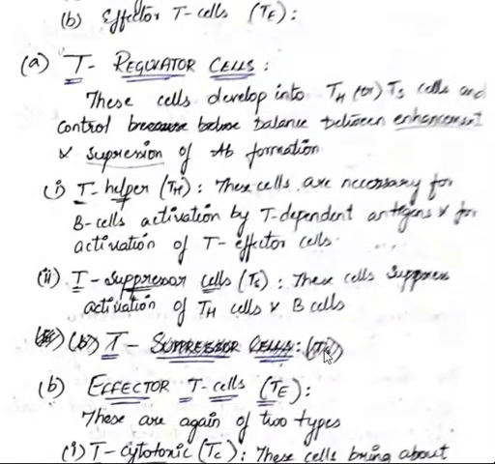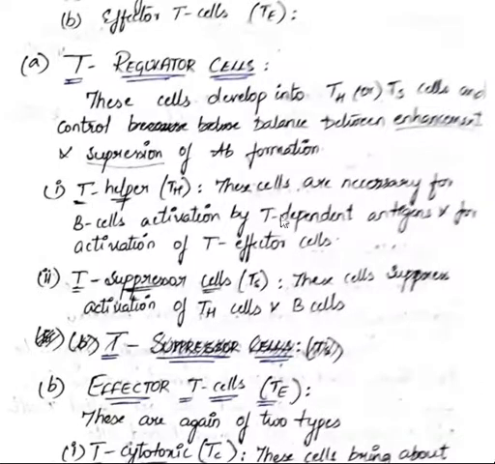Whenever we need more production of antibodies, these T helper cells are going to activate the B cells such that they produce the antibodies. If antibody production is not required, then these T suppressor cells will suppress the production of antibody. So this is how it is going to regulate the production of antibody. So these cells develop into TH or TS cells and control the balance between the enhancement and suppression of antibody formation. So let's see the first one, T helper cells.